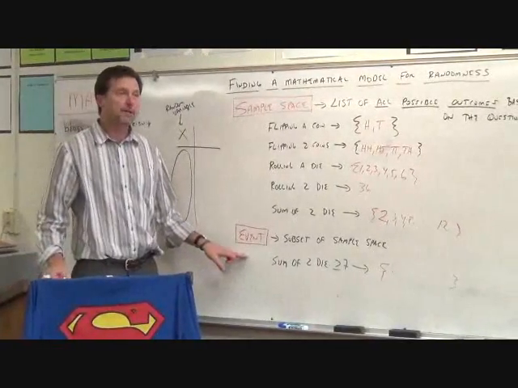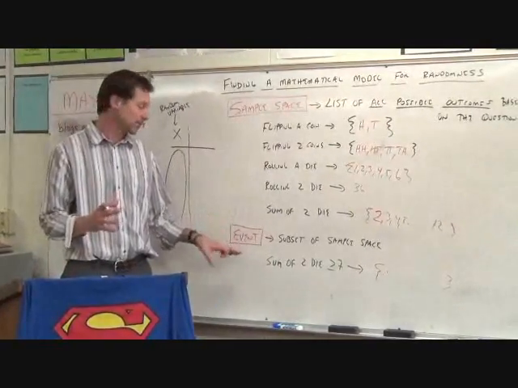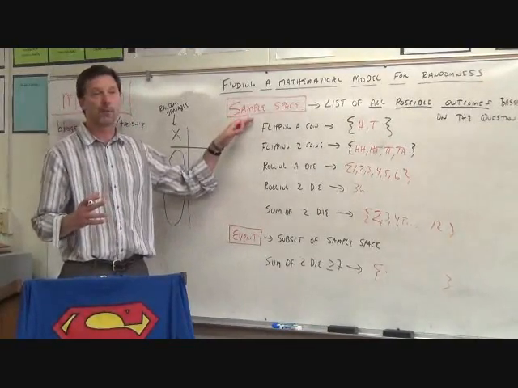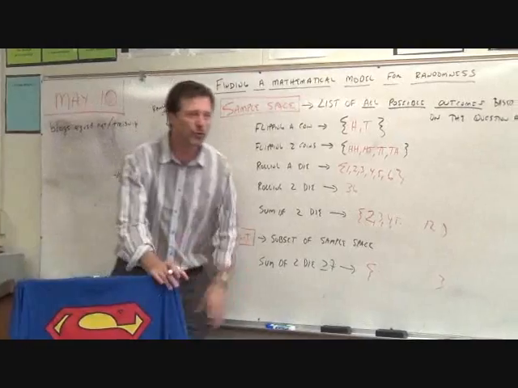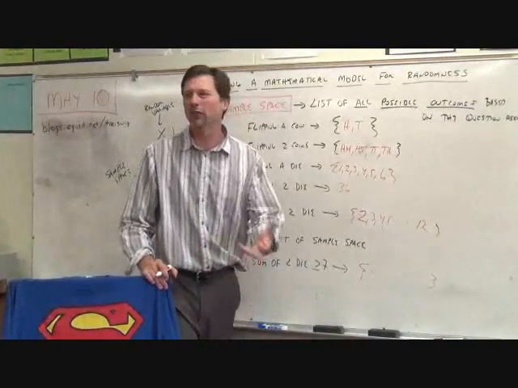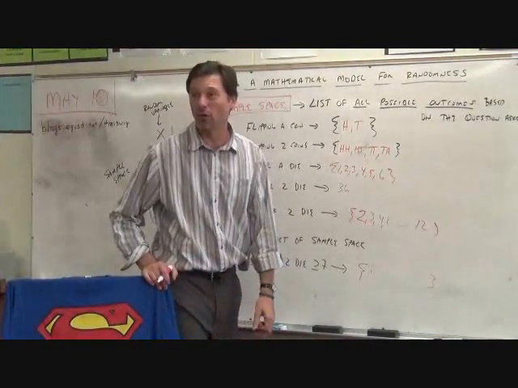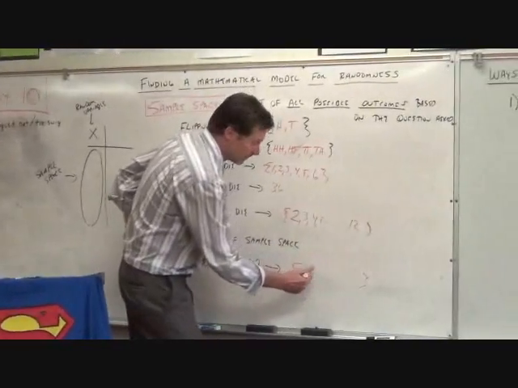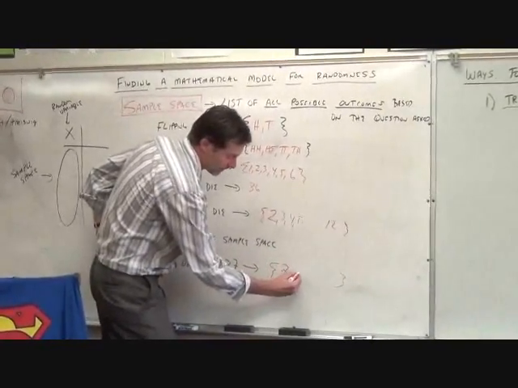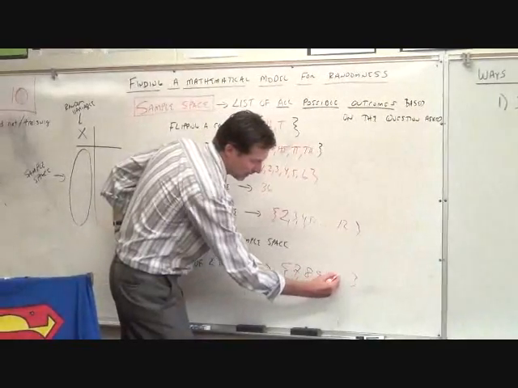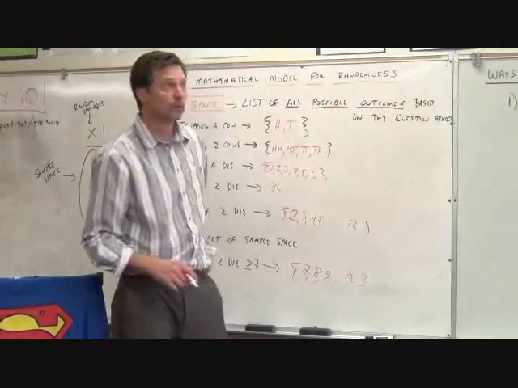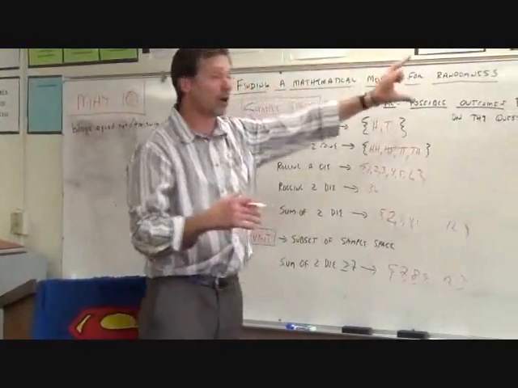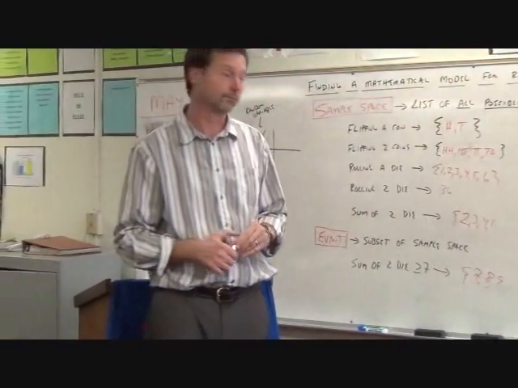Now an event is just a subset of a particular sample space. In other words, say I'm going to roll 2 dice. What are the different ways I could have 7 or more as the sum? So what would be in the subset of this then? 7, 8, 9, all the way to 12. So an event is just a subset of a particular large sample space.